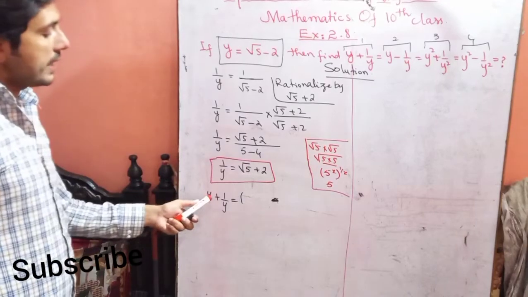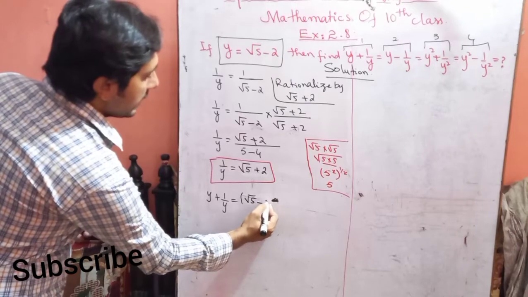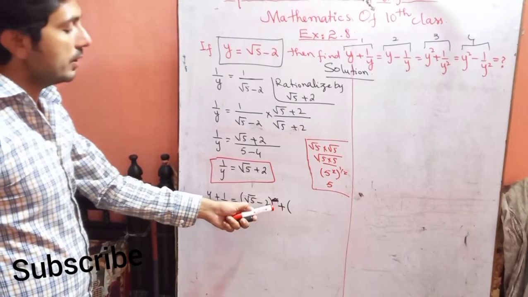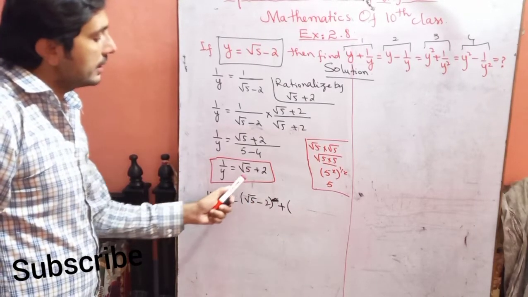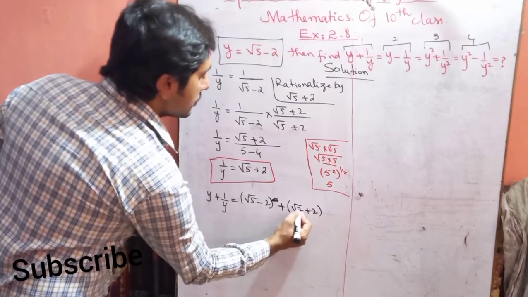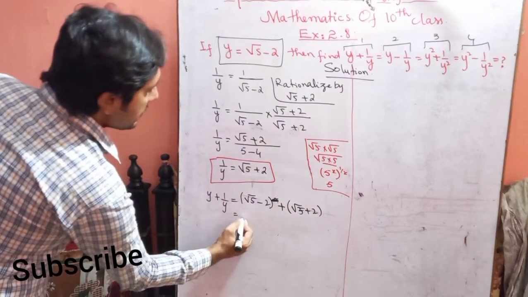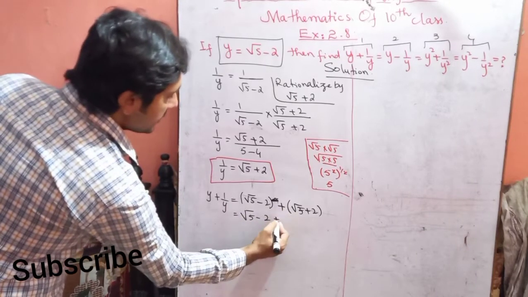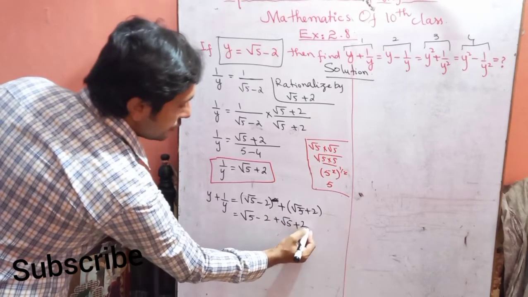So here you are going to write down the value of y, that is under root 5 minus 2. Then you have to write down the symbol of addition in between them. This is the value of y, and then you have to write down the value of 1 upon y, that is equal to under root 5 plus 2. Now when you solve this bracket, you will get under root 5 minus 2 plus under root 5 plus 2.